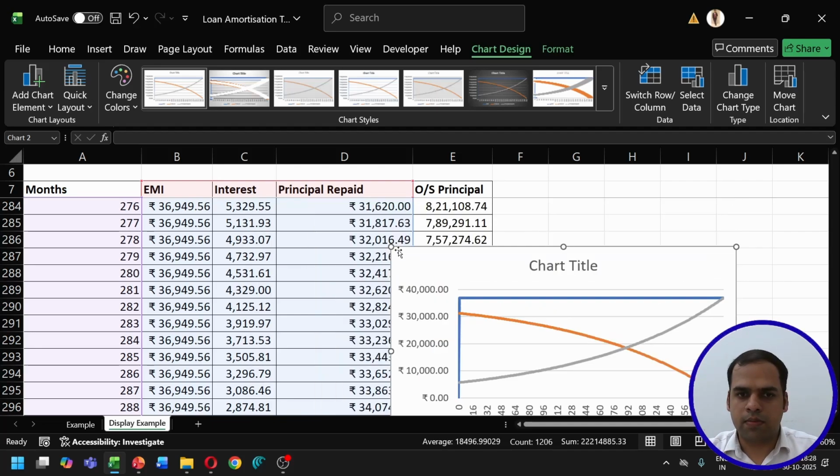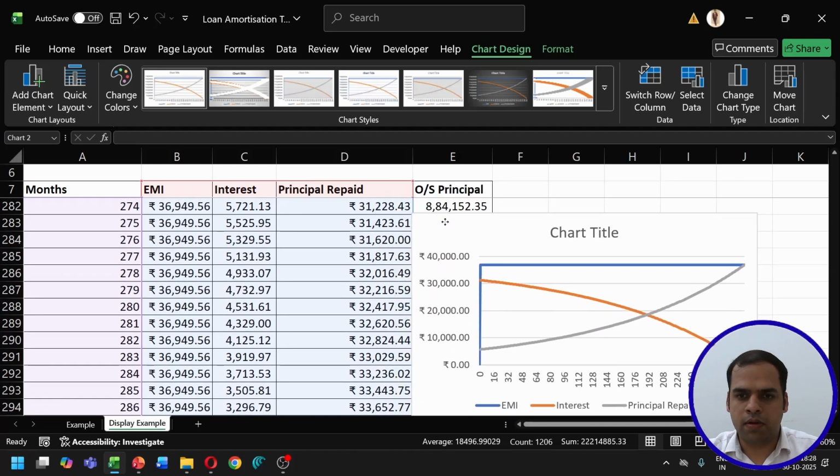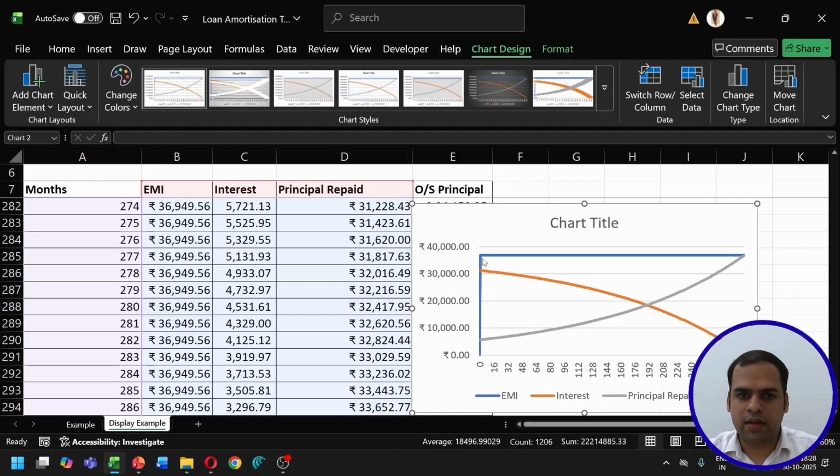So we can see our EMI is constant. This is our EMI. Interest, as we progress, goes down and the principal repaid column goes up. So by the time we finish our outstanding loan, the highest amount of the EMI consists of principal repaid and the lowest amount is the interest payment.